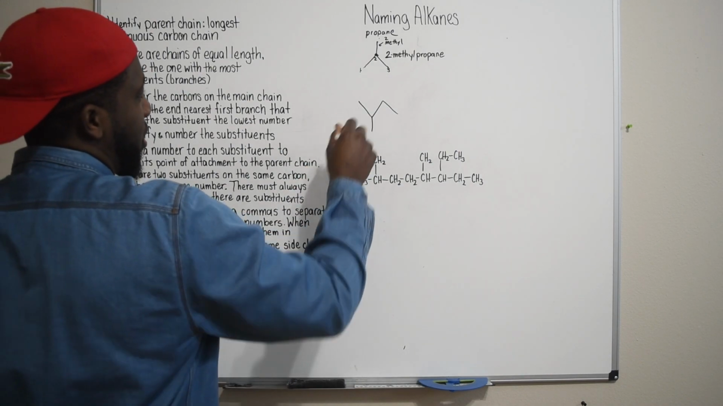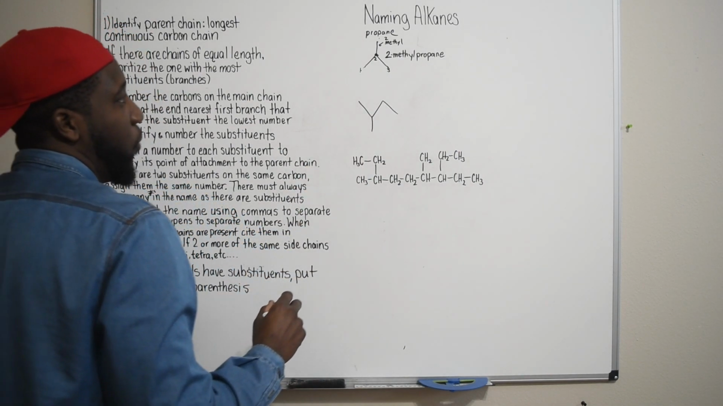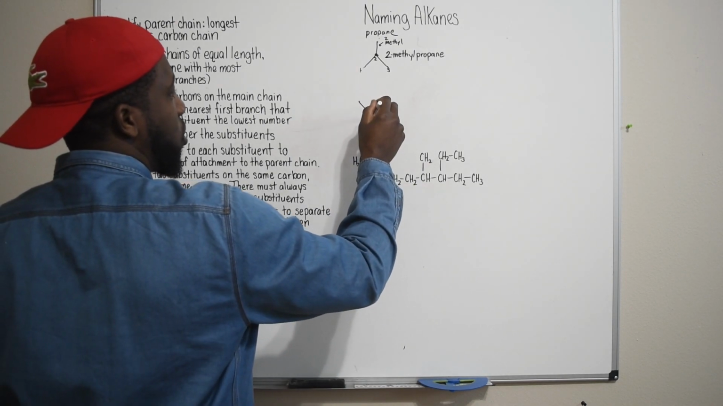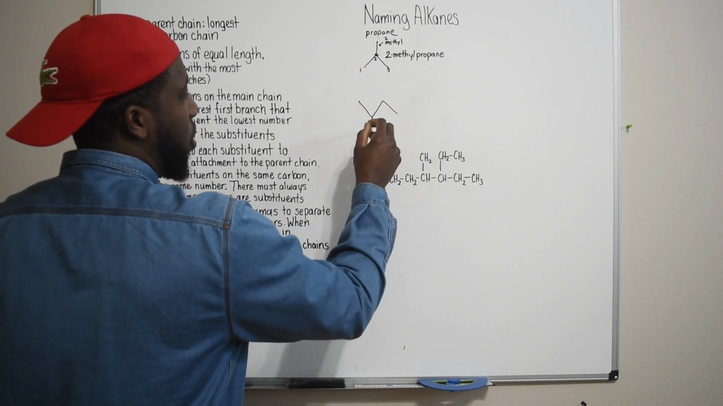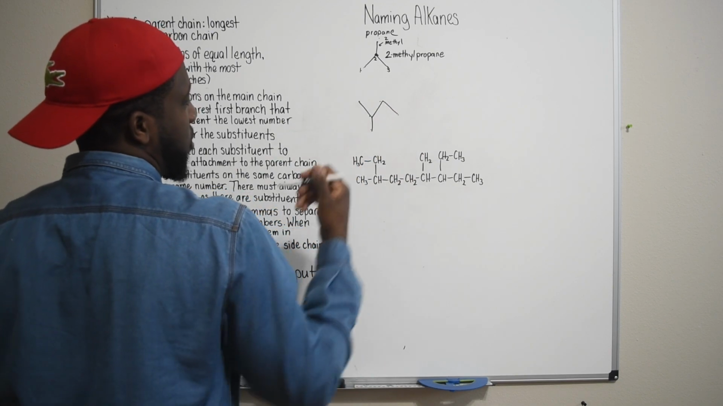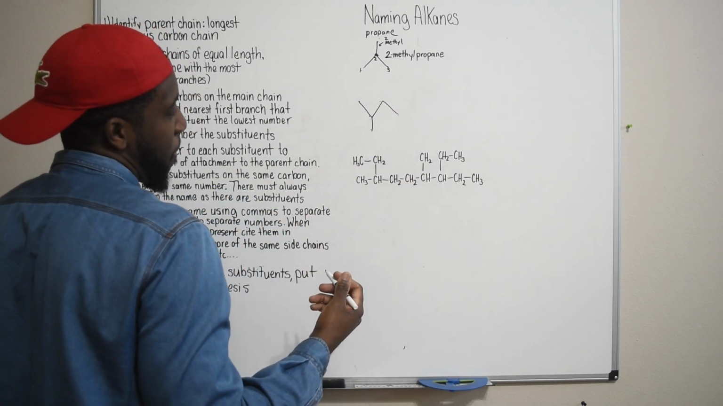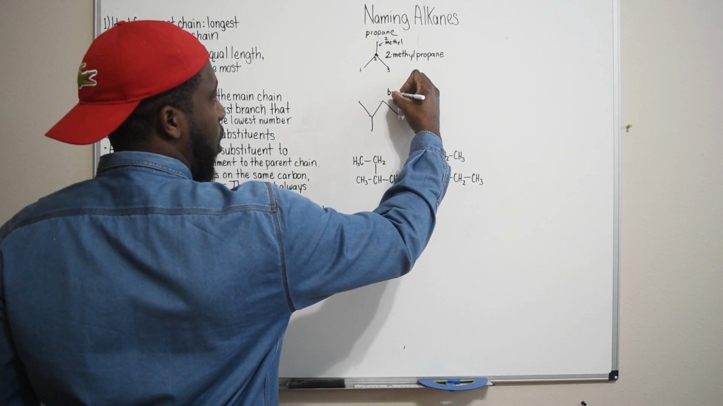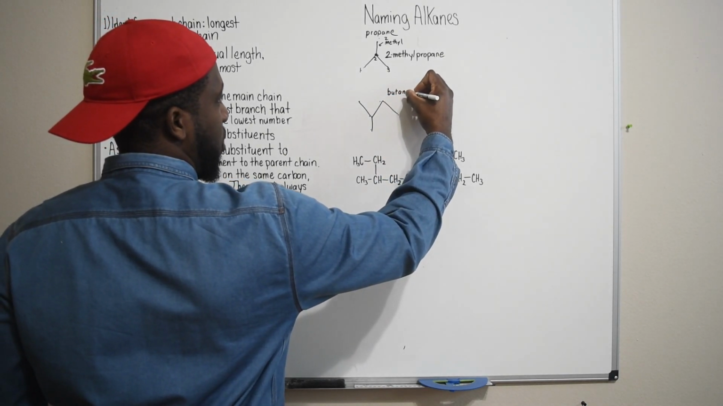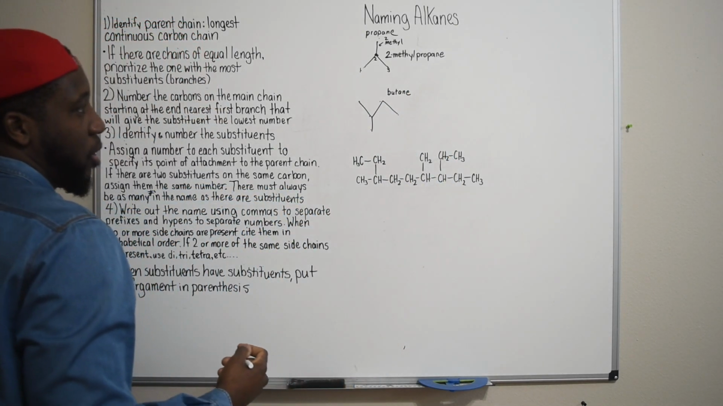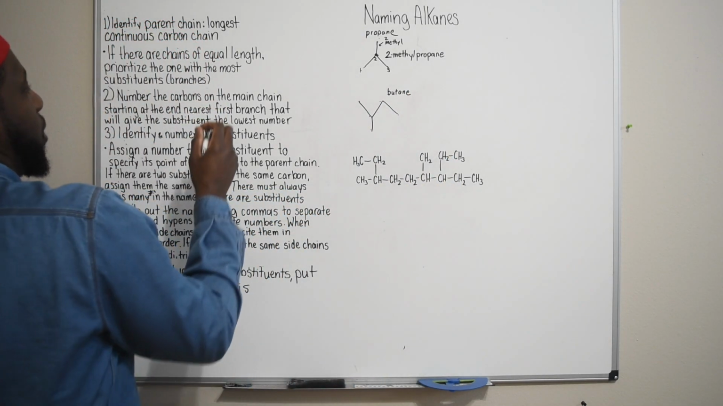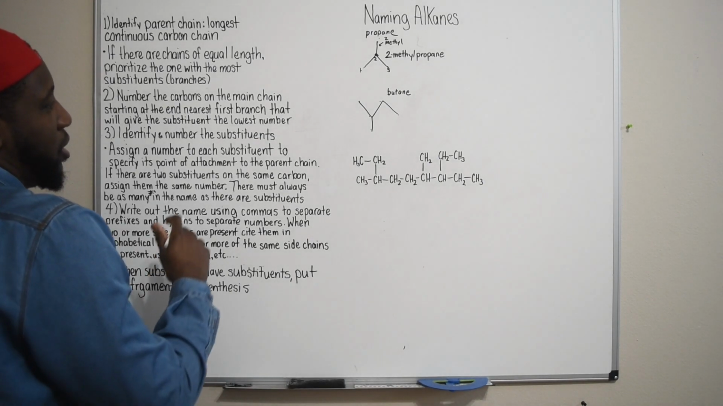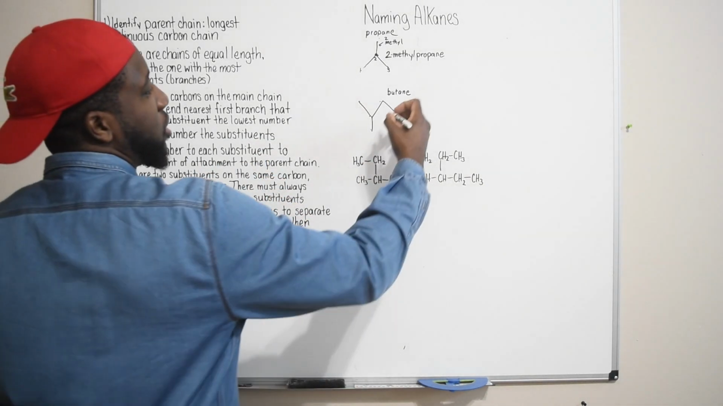So let's look at this right here. What is the longest continuous carbon chain? 1, 2, 3, 4. 1, 2, 3, 4. So it's 4, which means it's going to be butane. Right off the bat, we know it's butane because we identified the longest continuous carbon chain. Now number the carbons of the main chain. The branch should have the lowest number, so let's start right here.